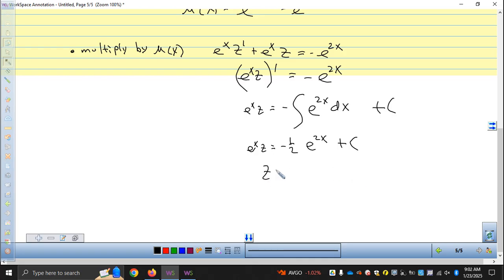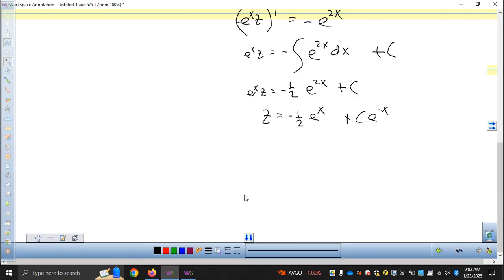Z equals minus 1/2 e to the x, dividing through by e to the x, plus c e to the negative x. And this is y to the minus 1. Minus 1/2 e to the x plus c e to the minus x. So y equals 1 over this whole thing.